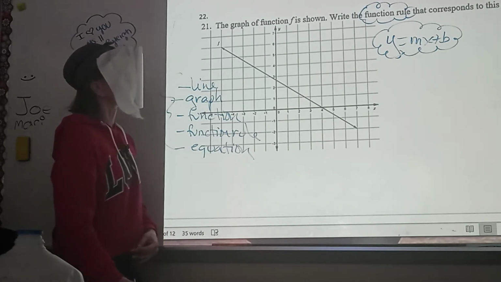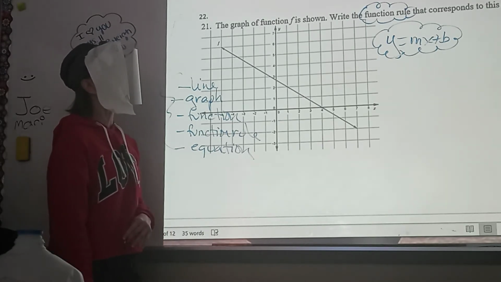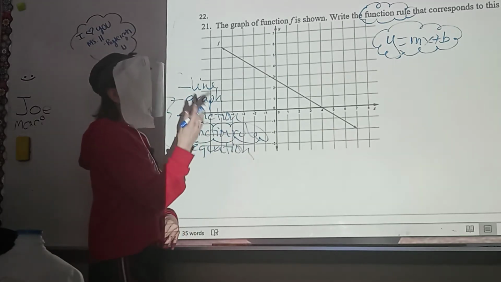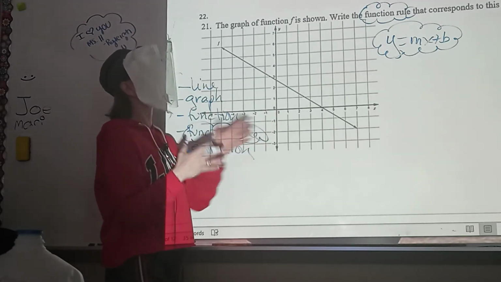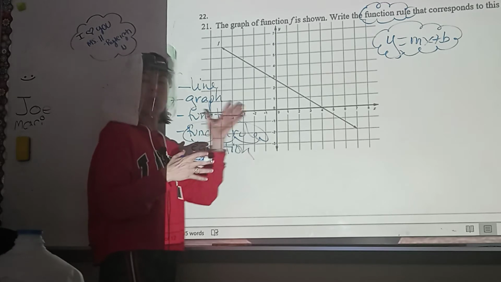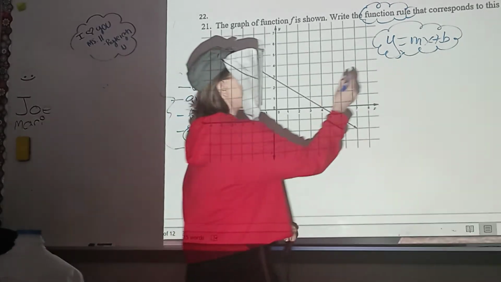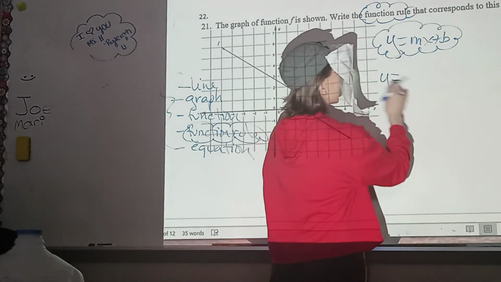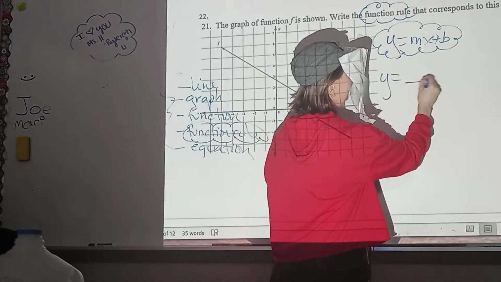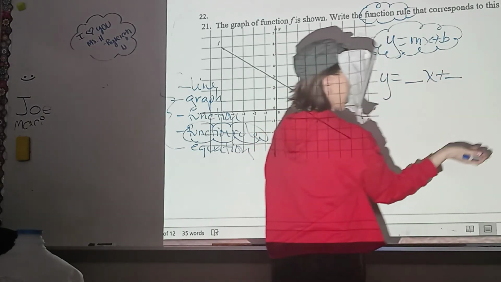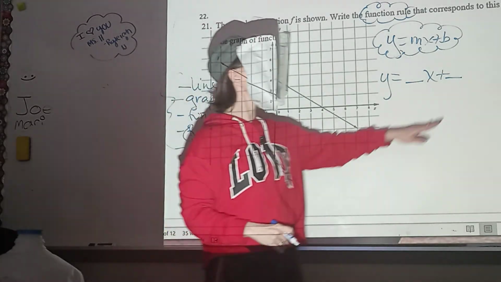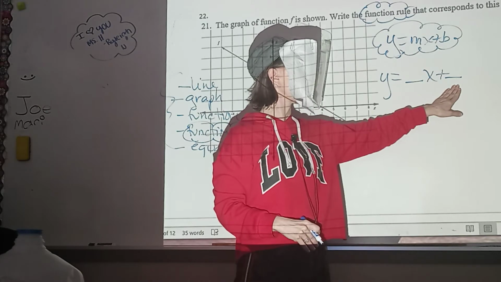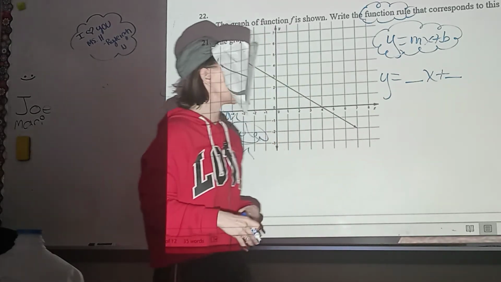So it basically says, write the function rule that corresponds to this graph, meaning basically what is the equation of this line. So we've already done this to set ourselves up for success, where we rewrite the slope-intercept form, writing y equals blank x plus blank. And all you have to do is fill in the y-intercept, which is where the line crosses over the y-axis, and the slope.